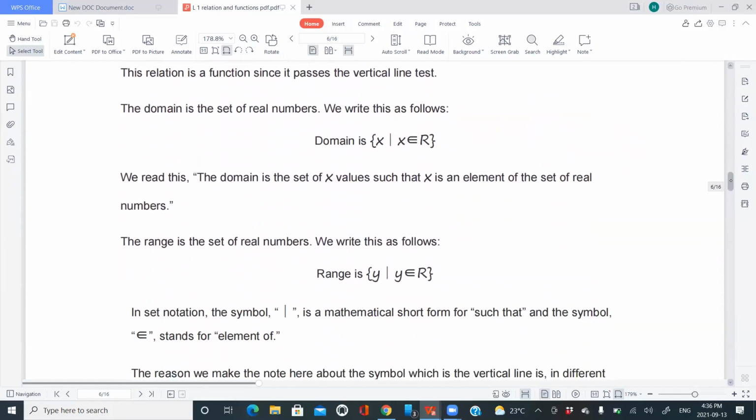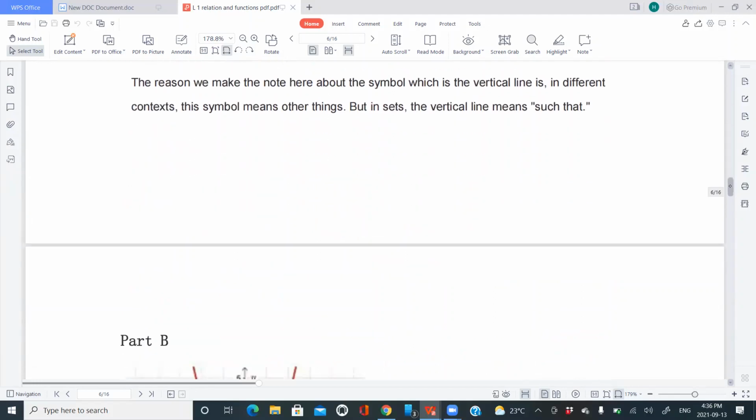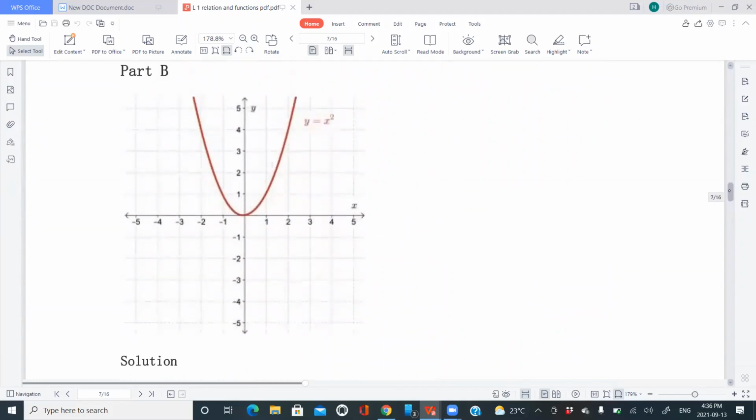This is the explanation. You can read it afterwards. And this is the sign of belongs, or you can say y is an element of real numbers. Okay, so B part. Is this a function? And tell me domain and range.